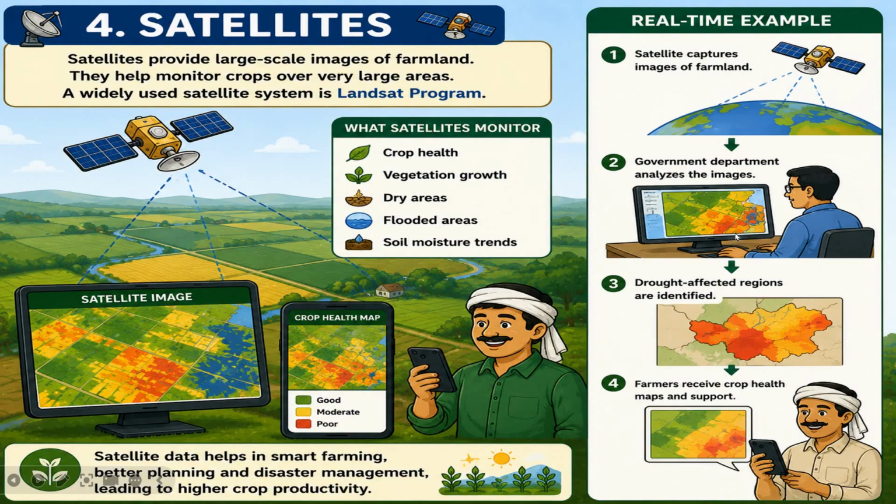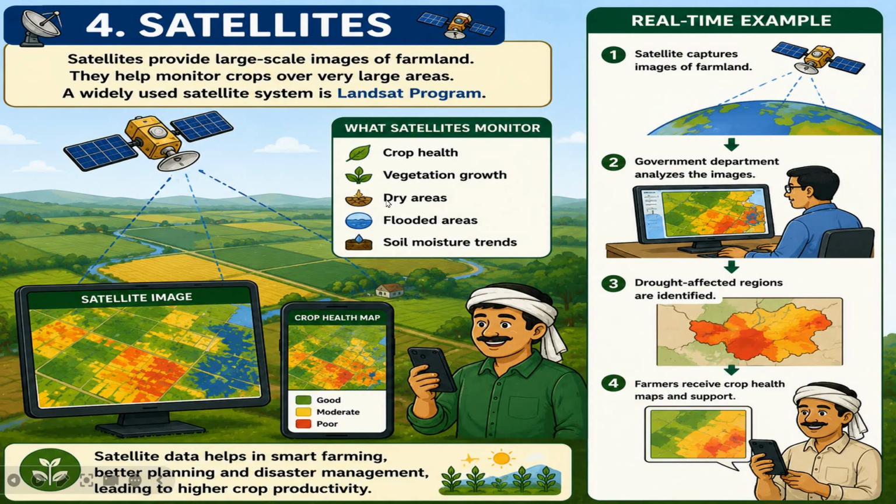Then comes the fourth component, that is the satellites. So here satellites will help the farmers monitor large agricultural areas by capturing images of the farmland from space. And these images provide useful information about the crop and the field conditions. So here you can see there is a satellite. Here I have written that a widely used satellite system for this purpose is the Landsat program.